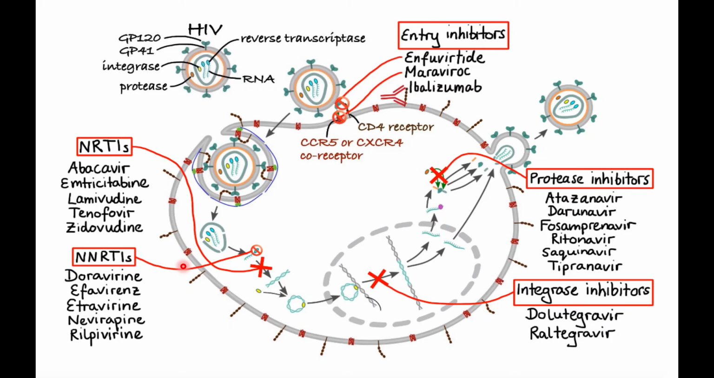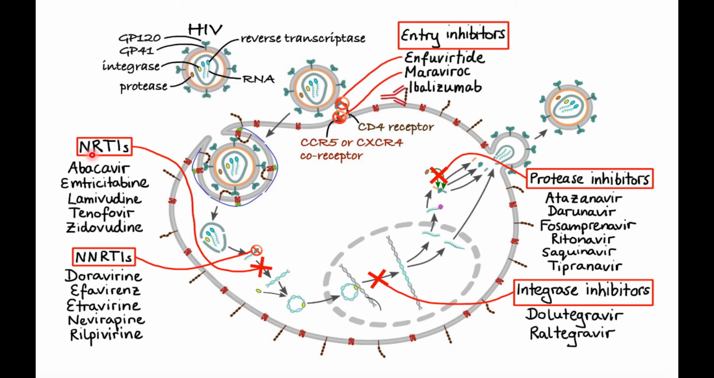The next group is inhibiting the next step in the viral RNA integration. It is the non-nucleotide reverse transcriptase inhibitors. They include doravirine, efavirenz, etravirine, nevirapine, and rilpivirine. These are drugs that are also inhibiting the reverse transcriptase, but they are not nucleotides.